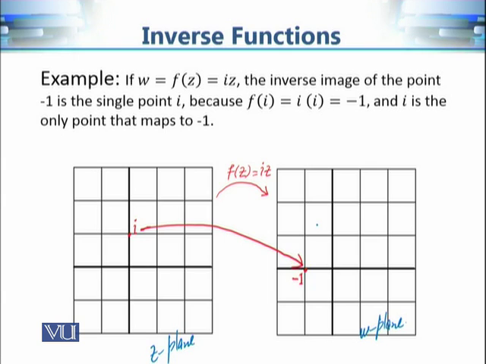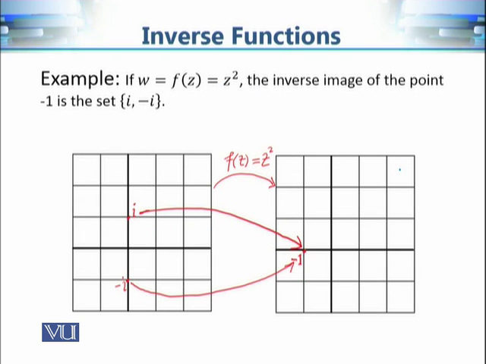And if this happens for all the points in the range, that the inverse image of each point is unique, then it is possible to find the inverse process or the inverse of this function f. Now let's see where the existence of inverse is not possible. So consider this function f of z is equal to z square.